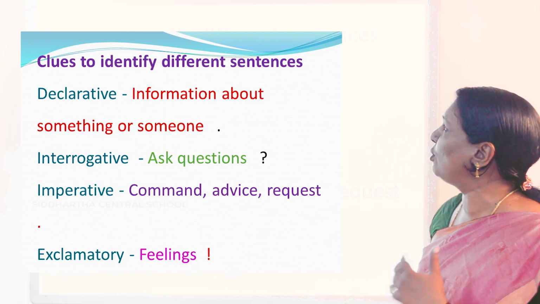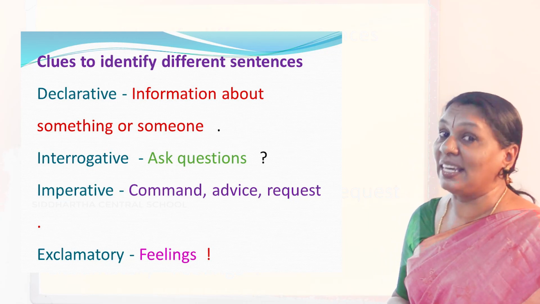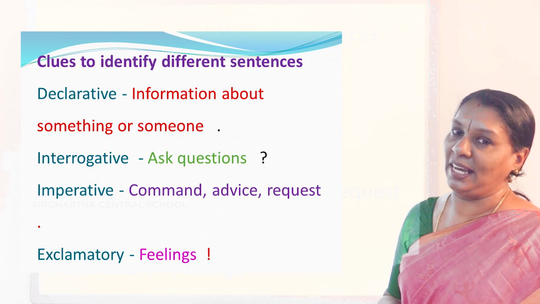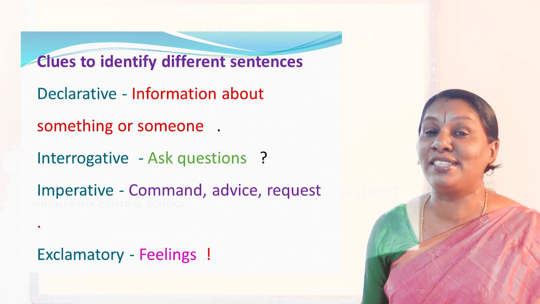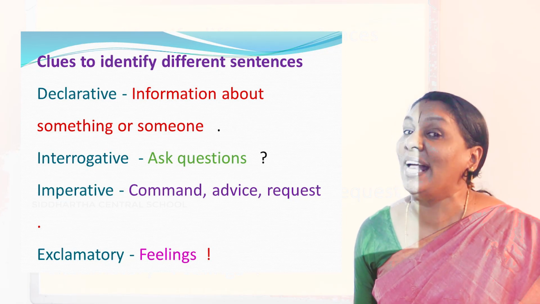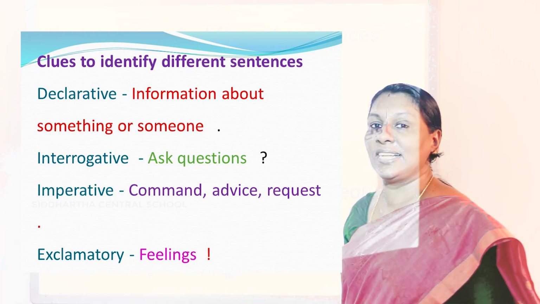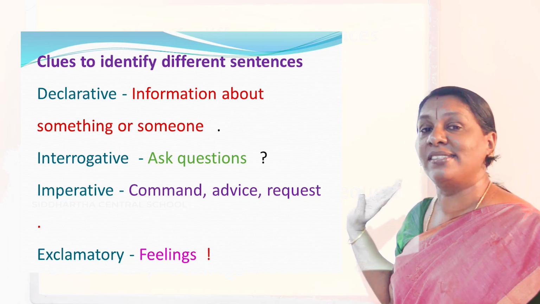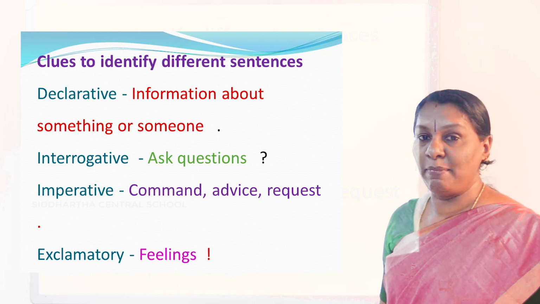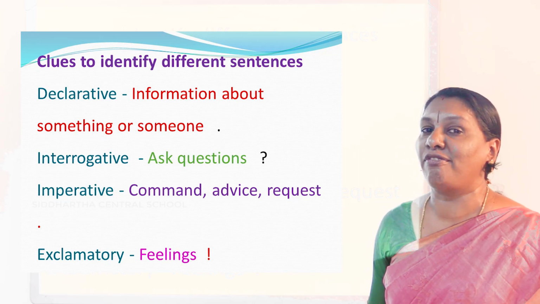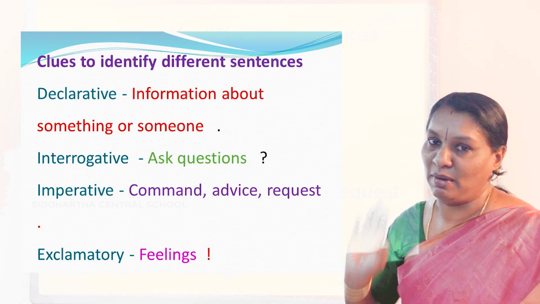Now let us see different clues to identify sentences. A declarative sentence, we have learned, gives information about someone or something. It always ends in a full stop. Coming to interrogative sentences, I told you it is very easy to identify them. How? Yes, by looking at the punctuation, which is a question mark. Now coming to imperative sentences, which express command, advice and request, it also ends in a full stop. The last one, exclamatory sentence, is also very easy to identify by looking at the punctuation given at the end, and that will be an exclamation mark.